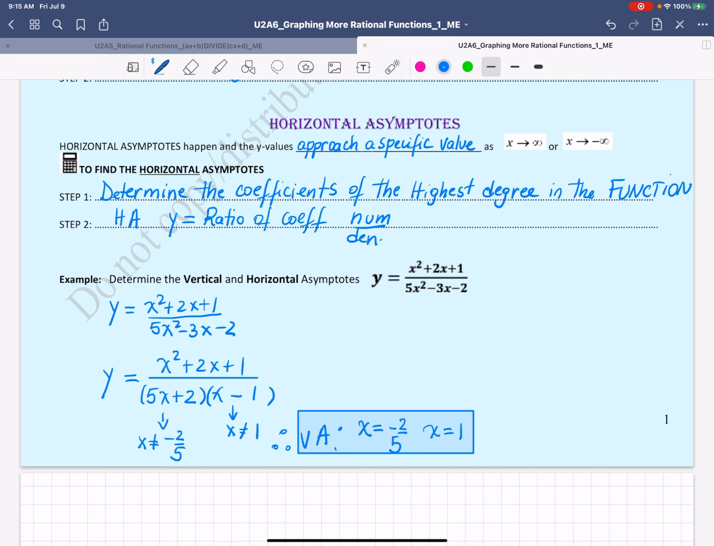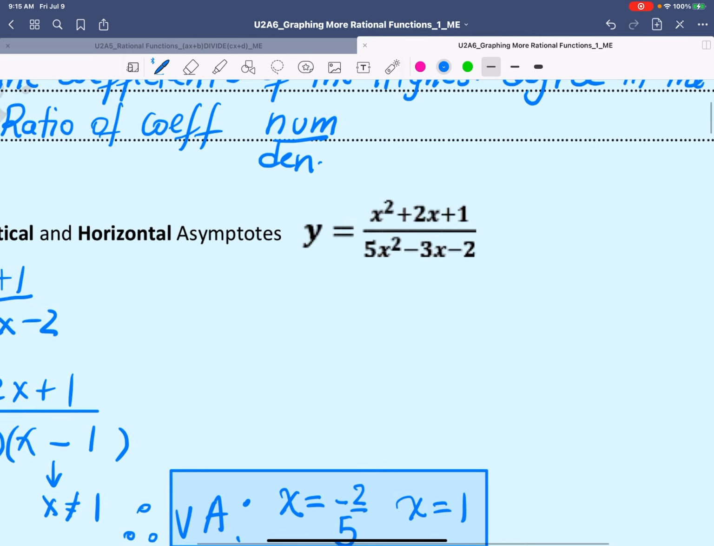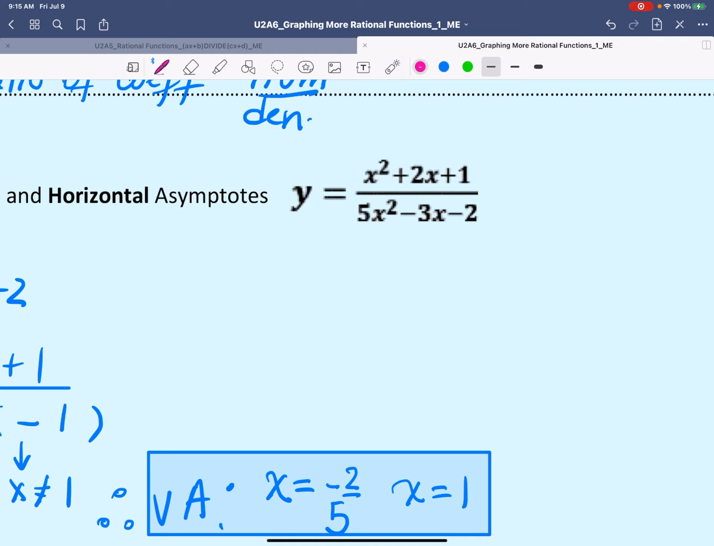So I have to examine the equation and check and see what the highest degree term is here. So the highest degree I see in the numerator is 2. The highest degree in the denominator is 2. So that means that the highest degree term is degree 2. So the next thing you want to do is identify the coefficients of the term of highest degree from both numerator and denominator. So here the coefficient is 1 and here the coefficient is 5. So therefore, we'll say that the horizontal asymptote is the equation y equals 1 over 5.